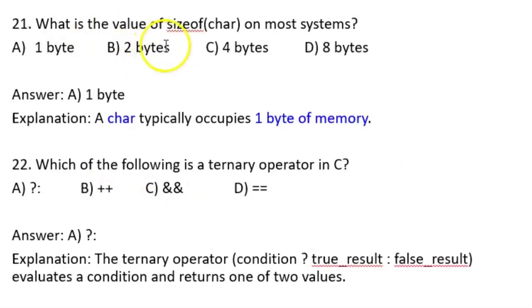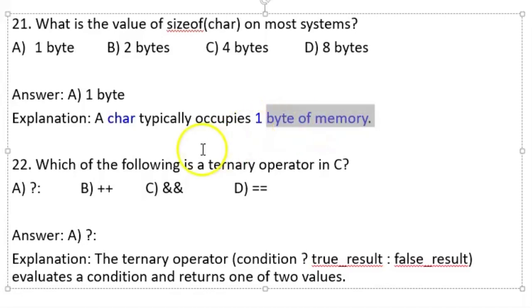Question number 21. What is the value of size of char on most systems? 1 byte, 2 bytes, 4 bytes, 8 bytes. For a character, 1 byte is the answer, A. A character typically occupies 1 byte of memory.